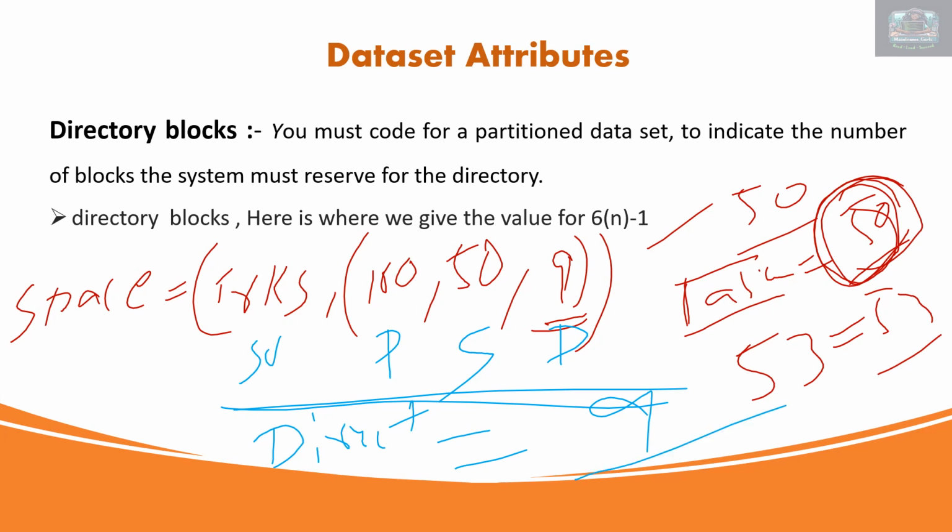If you need 50, it depends on the requirement. If you need 100, you give another number. It depends on the requirement, how many members you want to create in that type. You give the number I need, so this is the number I can give as directory blocks. Like I told you, if you need 50 members, then you say directory blocks equals 9, and it gets calculated by 6 and minus 1.